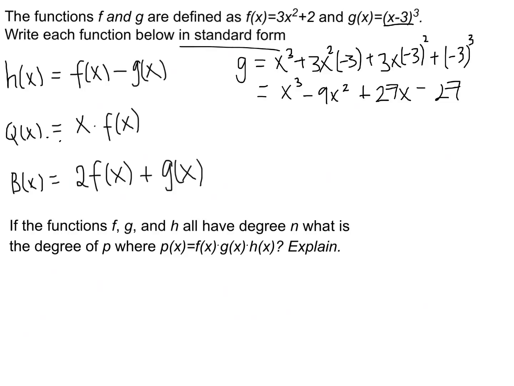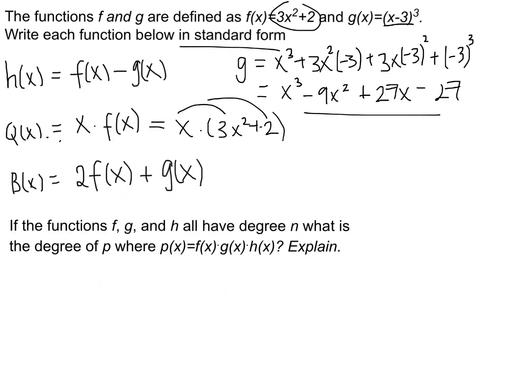and then I can go ahead and take f of x and subtract it, so I'm just going to have whatever f is minus all of g of x. Be careful to distribute the negative there. x times f of x, notice what this will look like is x times 3x squared plus 2, so we just need to distribute that in. It's a plus there. 2f of x plus g of x, so here I'm going to have to multiply f of x by 2 and then add it to g of x.